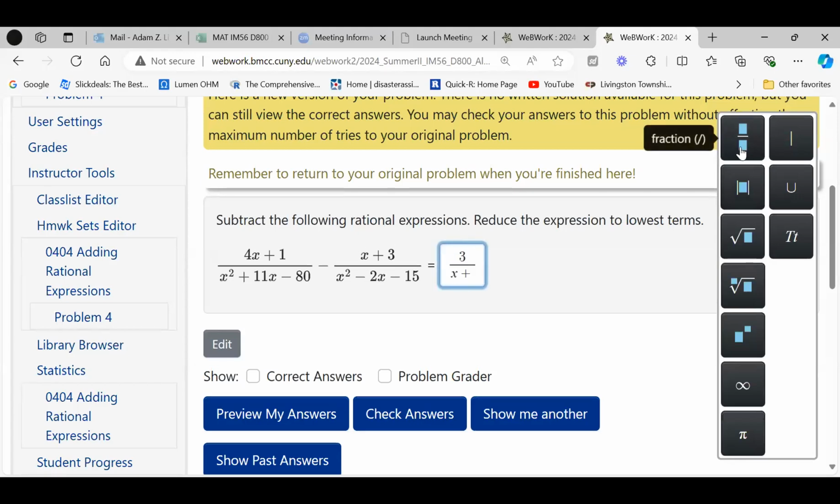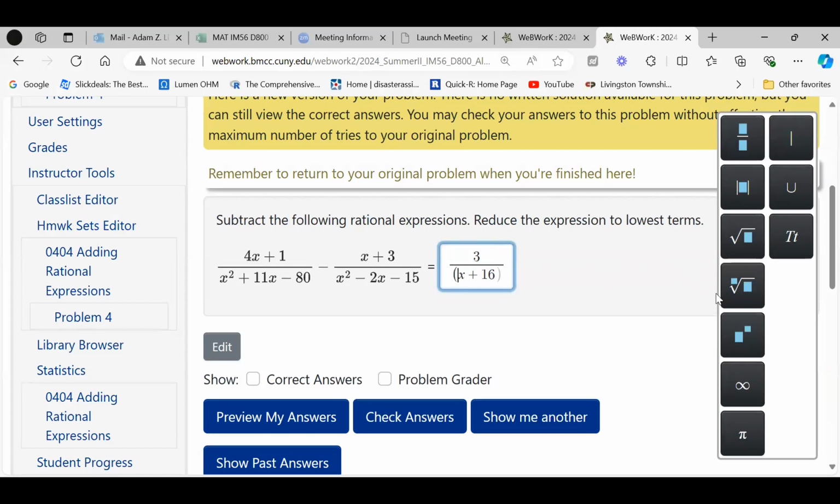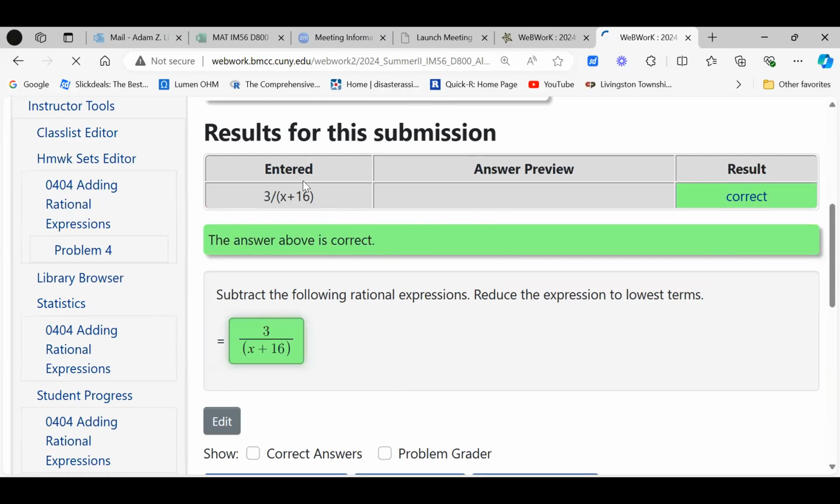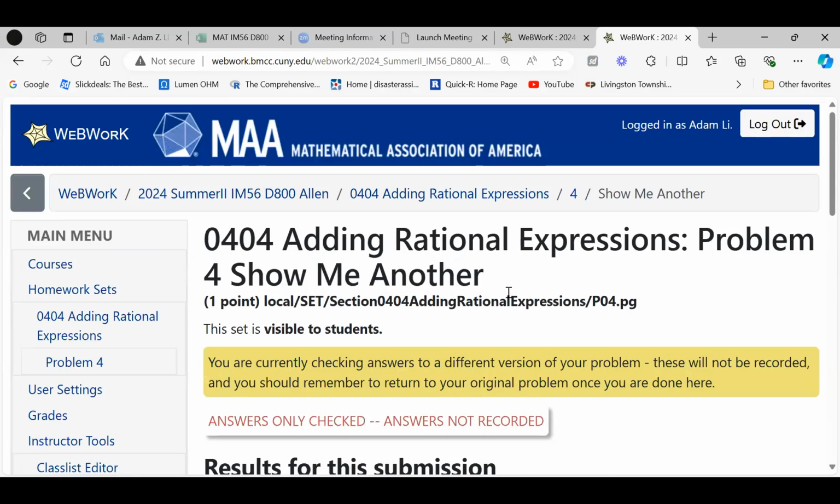X plus 16. That's all we have. Yep, that's right. Let's check the answer. Okay. Let's check it, right? All right, it's good. Okay.